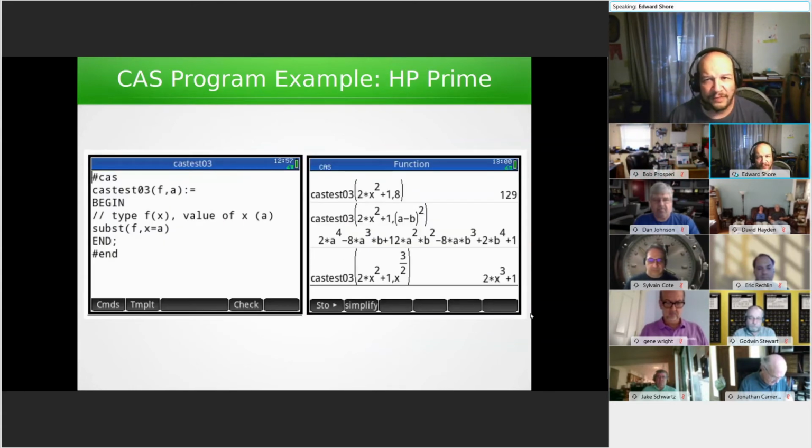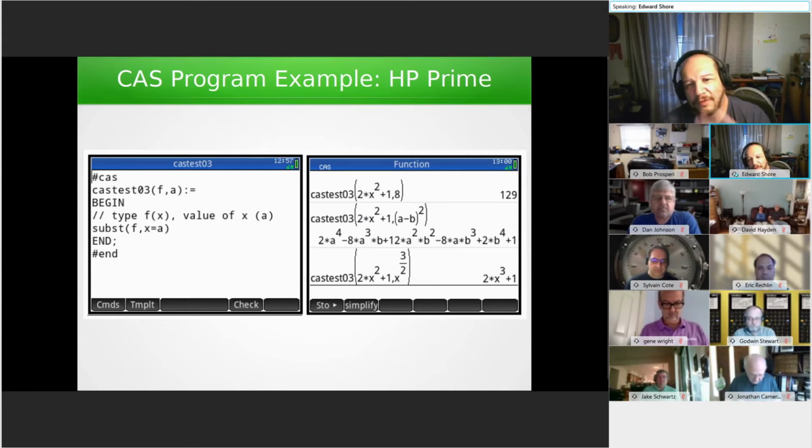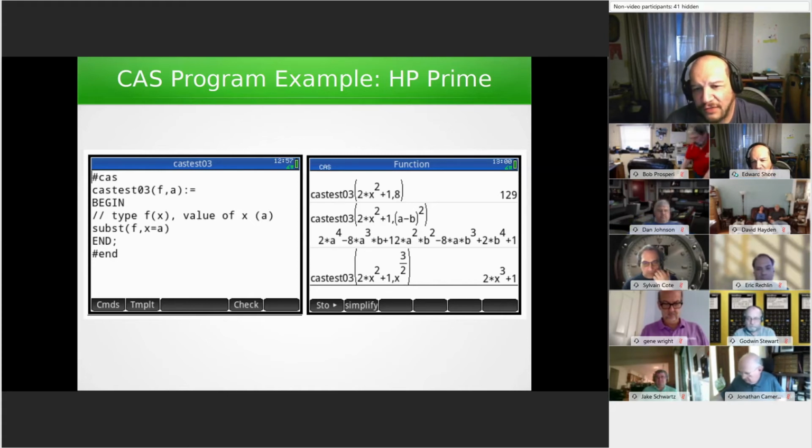An example here with the HP Prime, CAS test 03, I have two arguments, F and A. F is going to be a function of X, and A is going to be your substitute. And you can use CAS test 03 in the CAS mode for both numeric and symbolic functions. So, for example, I could substitute X to be equal to A minus B squared.